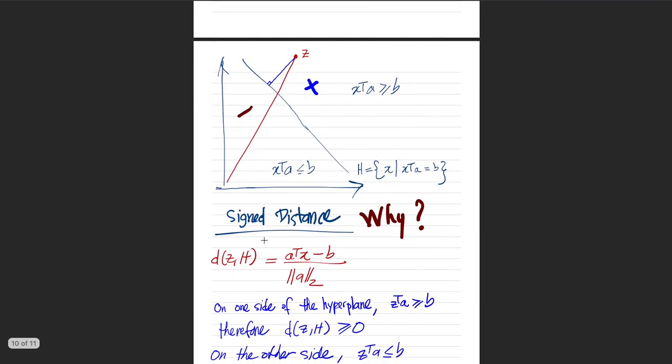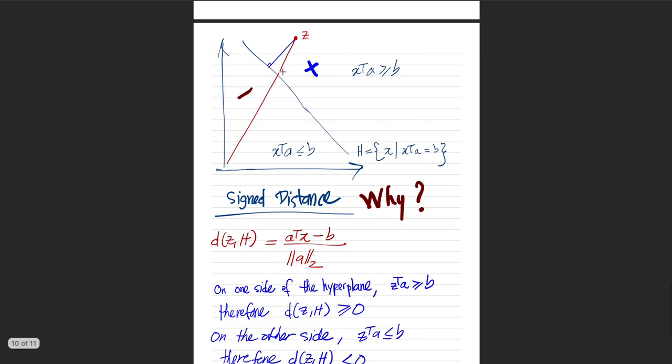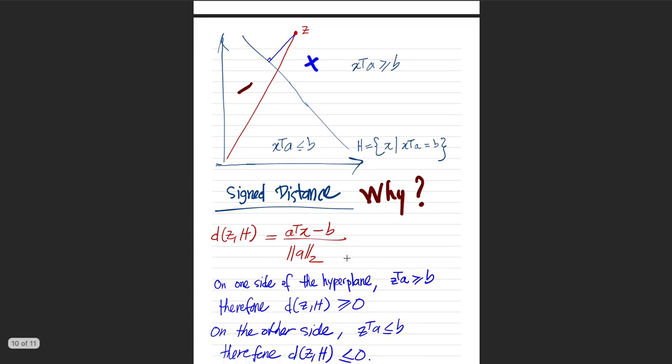Now, is this a signed distance, in the sense that if the point is on one side of the hyperplane, the distance will be positive, on the other side it will be negative? And yes, based on what we learned in the previous lecture, if a point x is on one side of the hyperplane, x transpose A is greater than or equal to b. If it's on the other side, it's less than or equal to b. And if it's on the hyperplane, it's equal to b. So d of z, let's say z is an arbitrary point, is A transpose z minus b divided by the length of A.